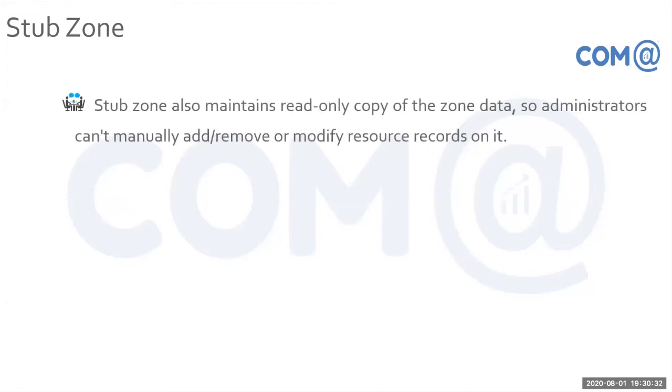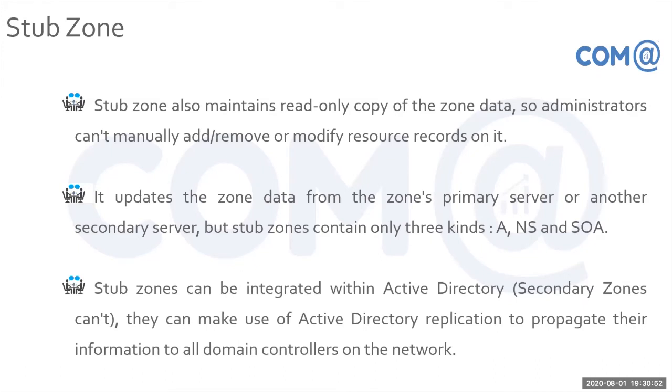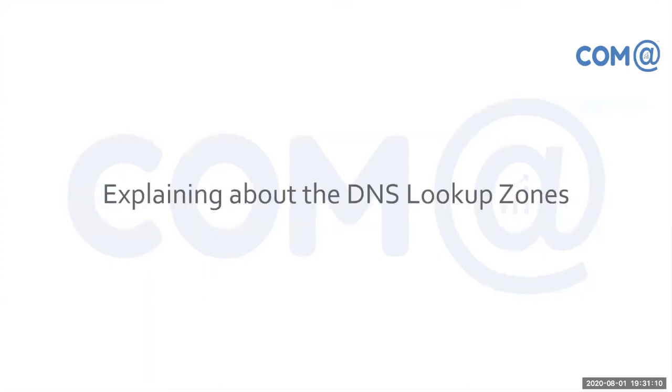And also explaining about the stub zone. The stub zone also maintains a read-only copy of the zone data, so administrators cannot manually add or modify any resource records on it. It updates the zone data from the zone's primary server or another secondary server, but the stub zone contains only three kinds of records: the A record, name server record, and the start of authority record. And one more thing about the stub zone is that it can be integrated with Active Directory, so they can make use of Active Directory replication to propagate their information to all domain controllers on the particular network.